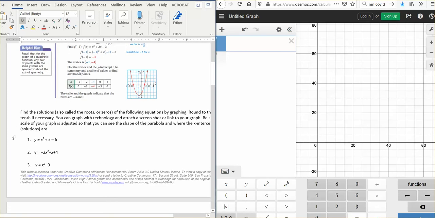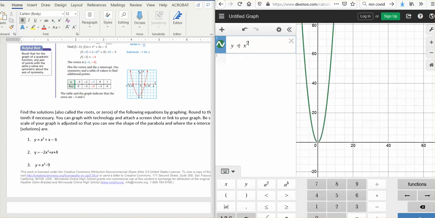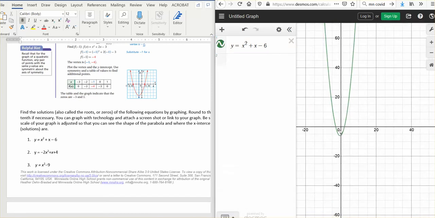So let's just do the first one here. Y equals, I'm going to type this in, x squared plus x minus 6. Now if it's y equals, I could just type in the part after the equal sign. But there's nothing wrong with putting it in there, it doesn't change the graph. Here's what I was talking about. This is really skinny, and I can't tell what the x-intercepts are from this graph.